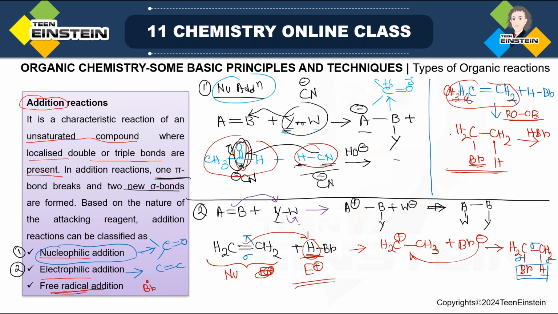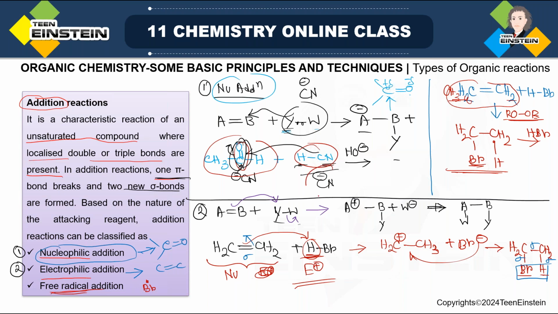Now this Br, whether it will be added to the left-hand side carbon or the right-hand side carbon, everything will be decided by whether you are using peroxide or not. But whatever it is, our focus is not on that. Our focus is on trying to understand different types of addition reactions. And we have seen all three possibilities depending on the type of reagent.